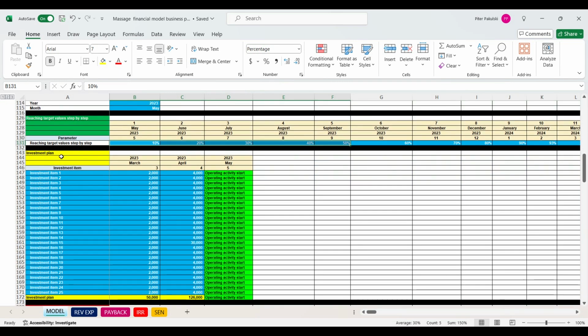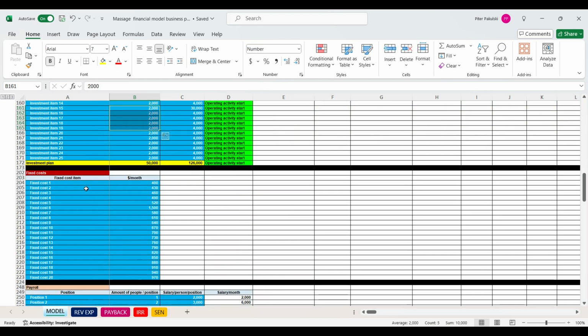The green column is the month when we start our operating activity and get the first revenues. Now we are moving backwards. Here we are specifying what we are investing in. There is a chronology on the top, so in this area we are specifying how much we are investing in and when. Fixed costs. Fixed cost item, monthly value for expenses, payroll.